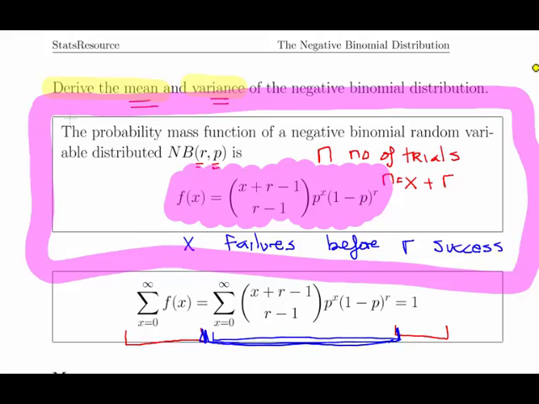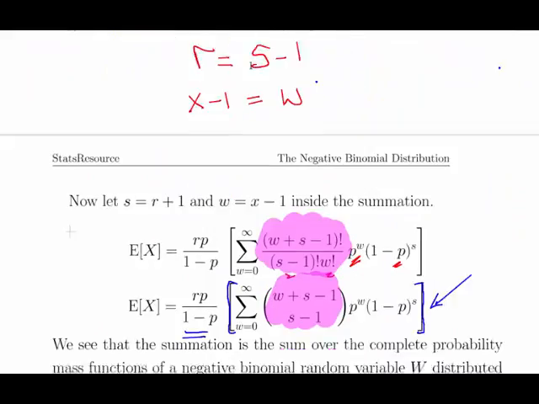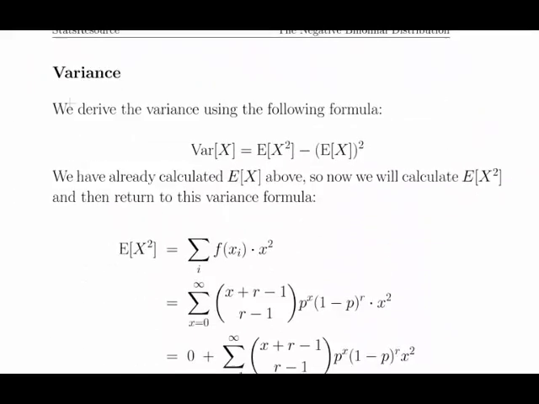And essentially what we're going to do is use this the same way as we have done for the expected value of X. We are going to calculate the variance of X using that. So this is the starting point here. The variance of X equals the expected value of X squared minus the expected value of X, squared. And we've already calculated the expected value of X. So what we're going to do here is calculate the expected value of X squared and then return to this variance formula.